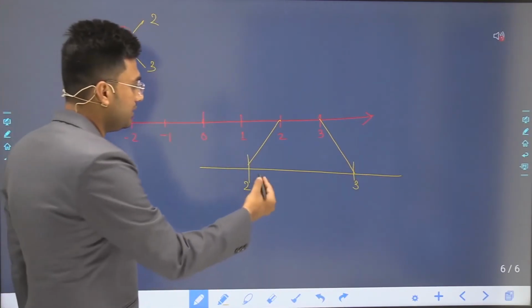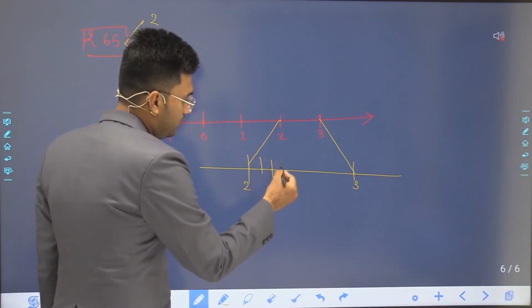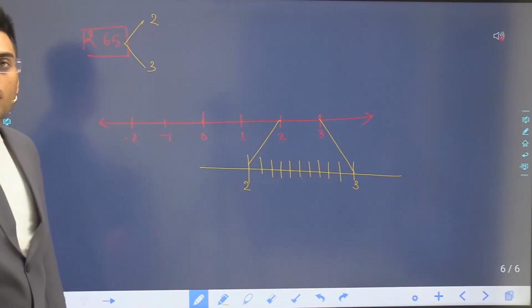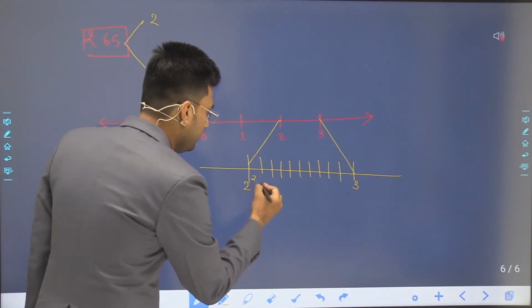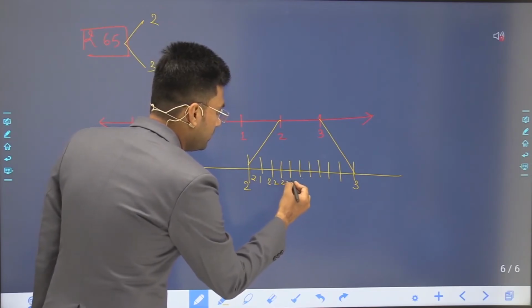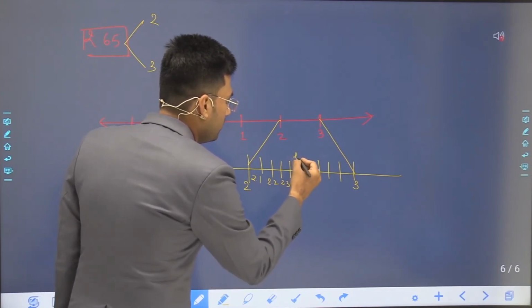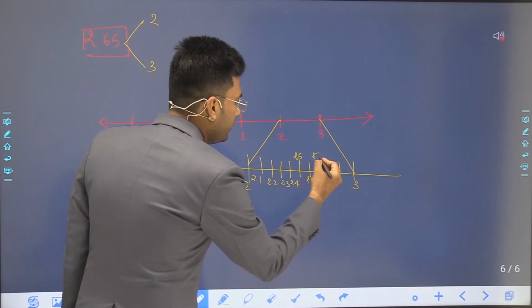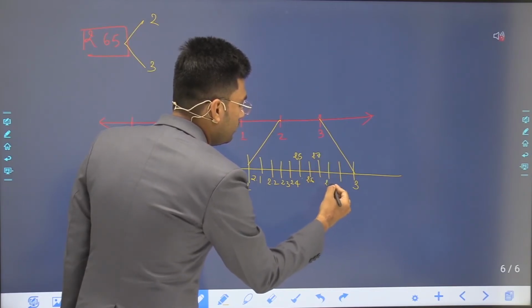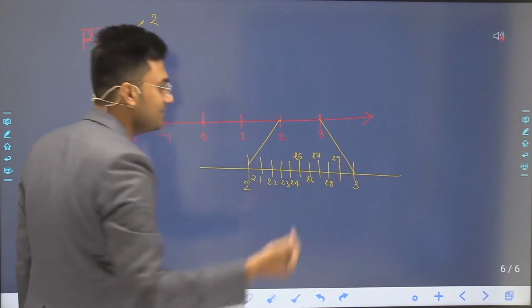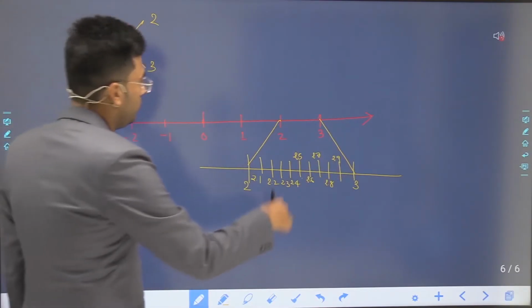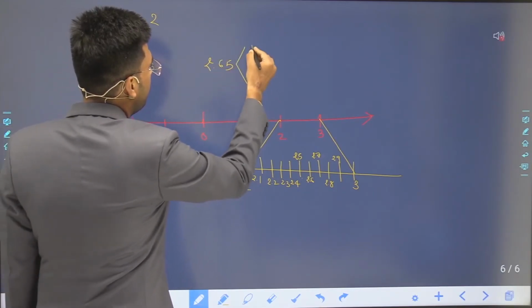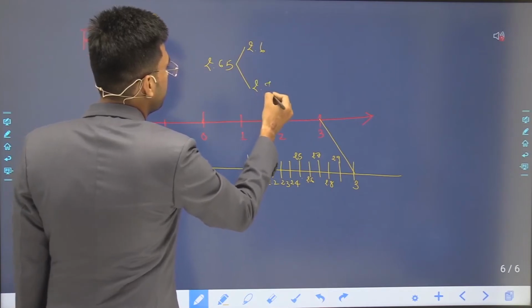Let's subdivide 2 and 3 into 10 equal parts: 1, 2, 3, 4, 5, 6, 7, 8, 9 and 10. Now this is 2.1, 2.2, 2.3, 2.4, 2.5, 2.6, 2.7, 2.8, 2.9 and this is 3. Now 2.65 lies between 2.6 and 2.7.